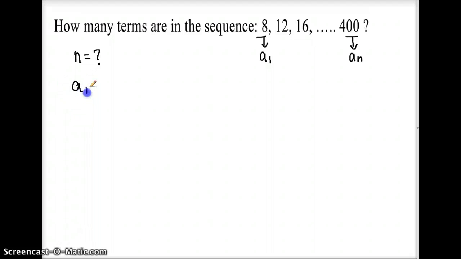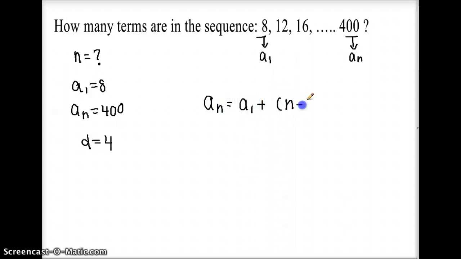So we know A1 is equal to 8, we know that AN is equal to 400, and we know that D is equal to 4 because we're adding 4 each time. So I'm going to write the formula here. AN equals A1 plus N minus 1 times D. So we know AN is 400, A1 is 8, plus N minus 1, and we don't know N, that's what we're solving for, and D is going to be 4.